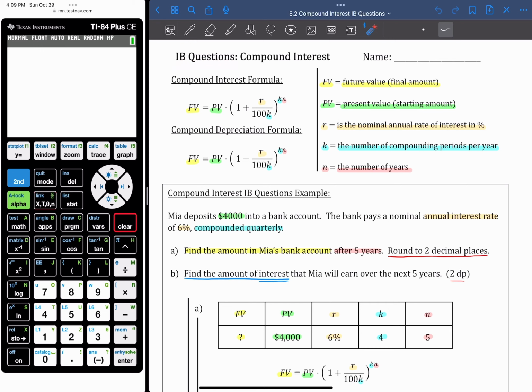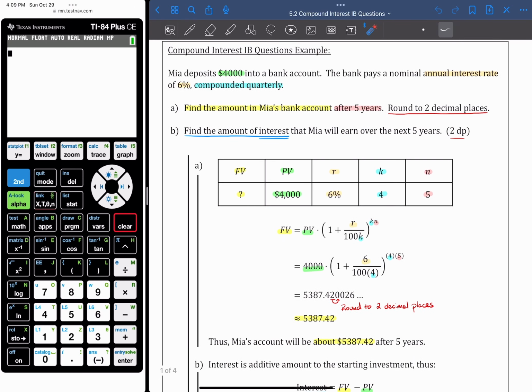All right, scholars, we are now moving on to IB style questions for compound interest and also compound depreciation. Here are two formulas that we're going to use. The only thing different between them is for compound interest, we're adding. For compound depreciation, we're subtracting. Interest increases, depreciation decreases, so you can think of subtraction. The variables still stay the same. We're just going to dive right into one of the IB style questions.